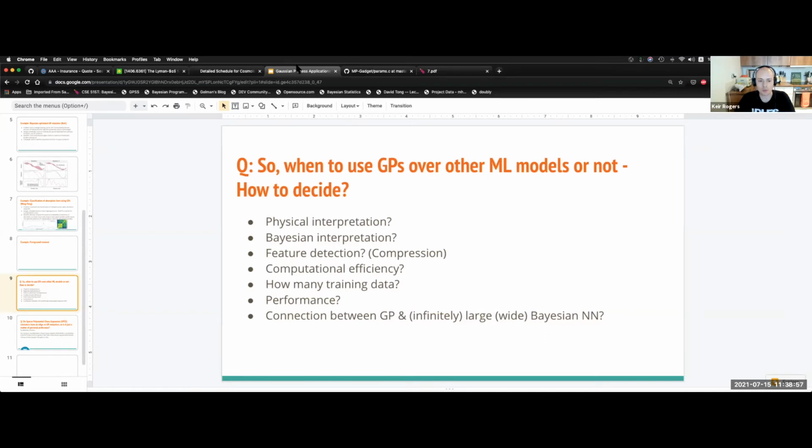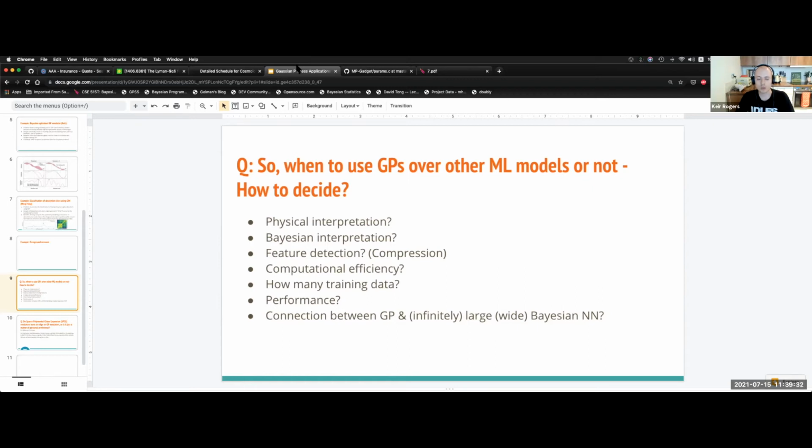And then the issue of feature detection, where a neural network is really designed to extract features. That's basically what it's doing in the hidden layers. Whereas the Gaussian process is not really doing that, right? It's a kind of smoothing function. It's doing a different thing. So if there are interesting features, we tend to have to do a pre-processing step, like a PCA compression or something like that, to feed it into the Gaussian process.